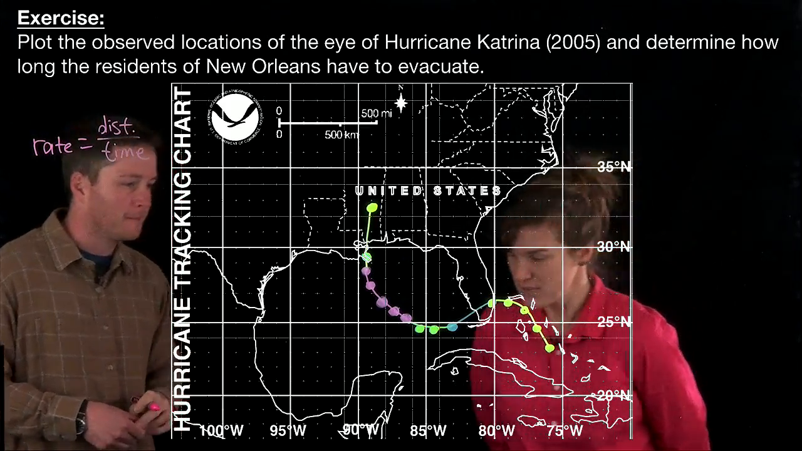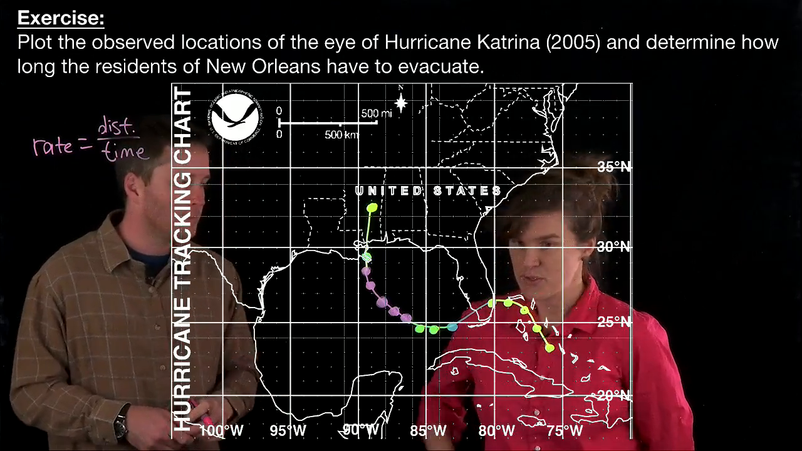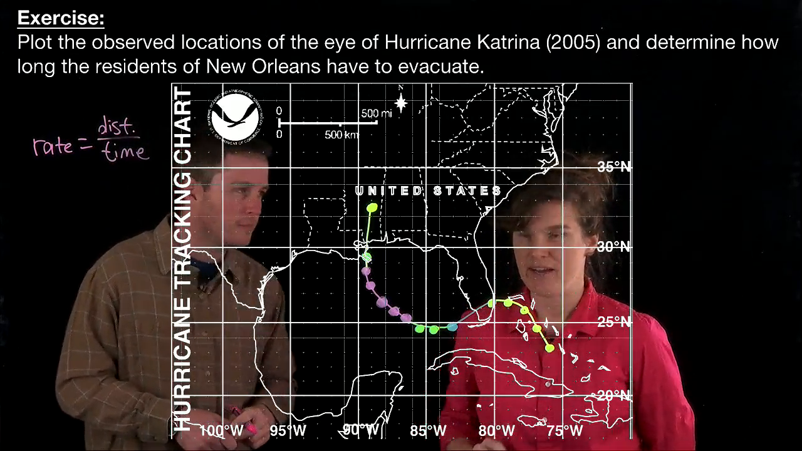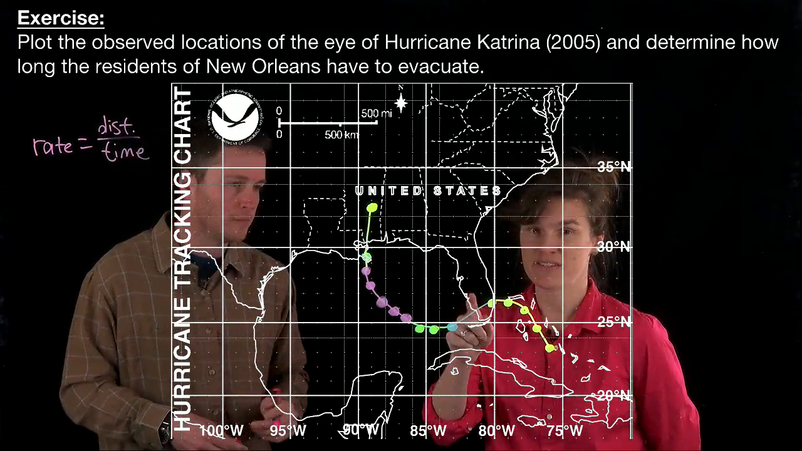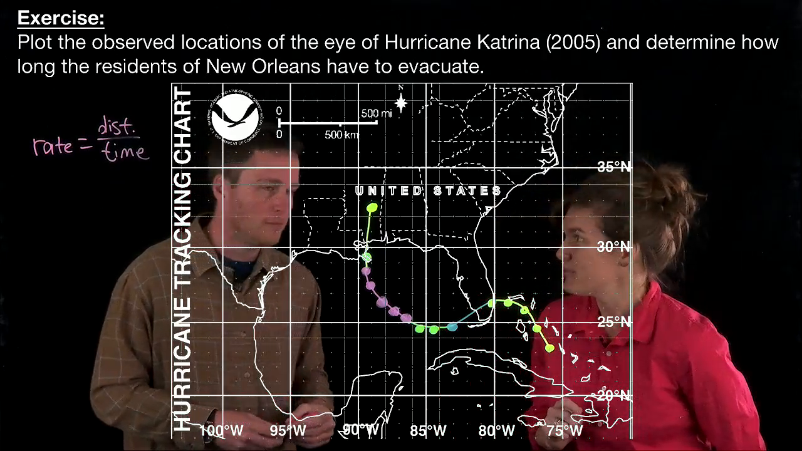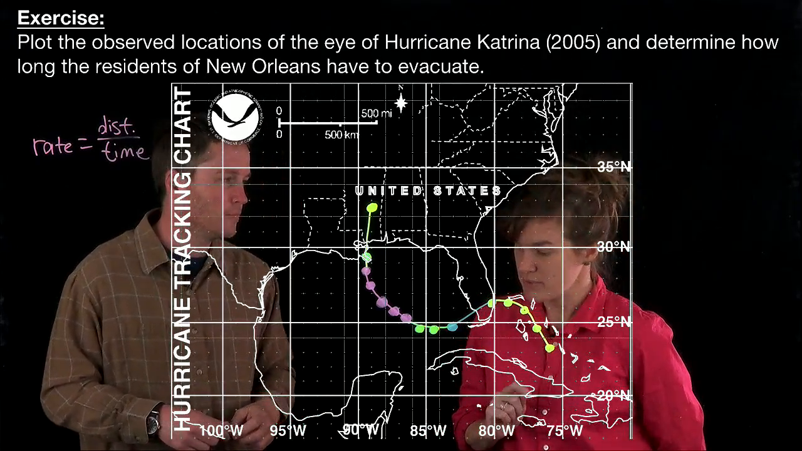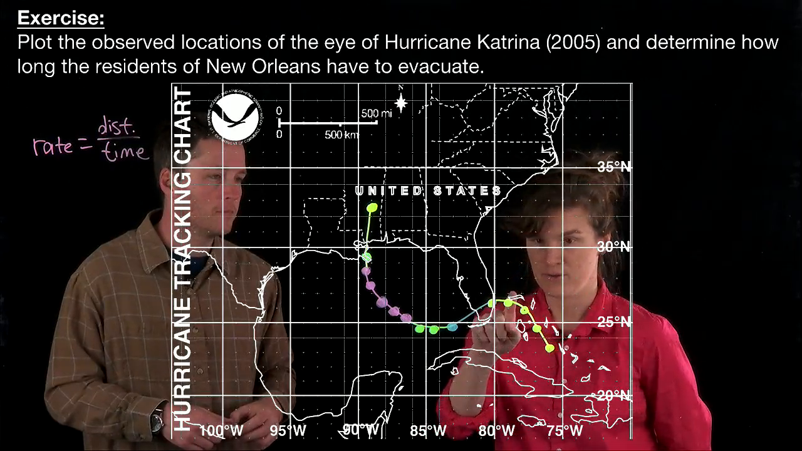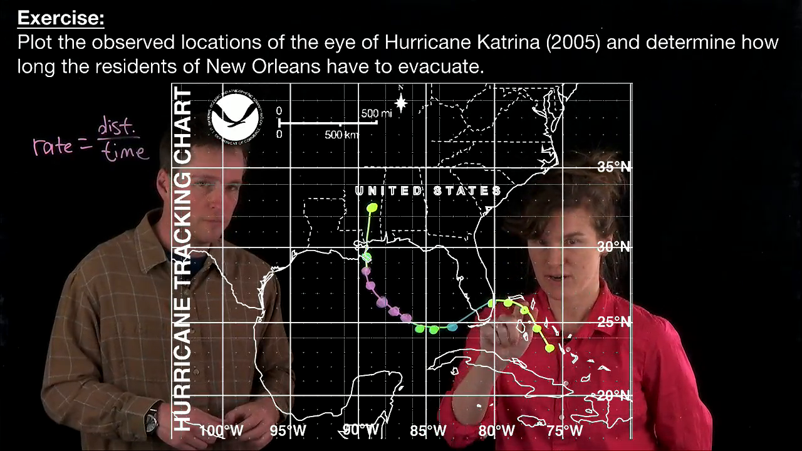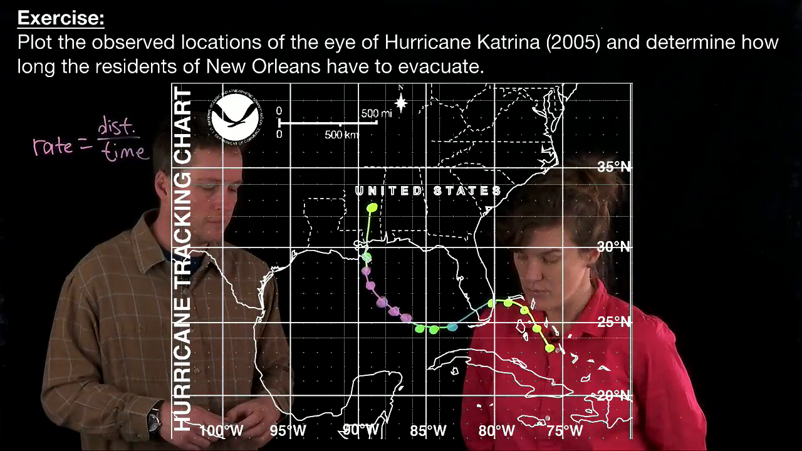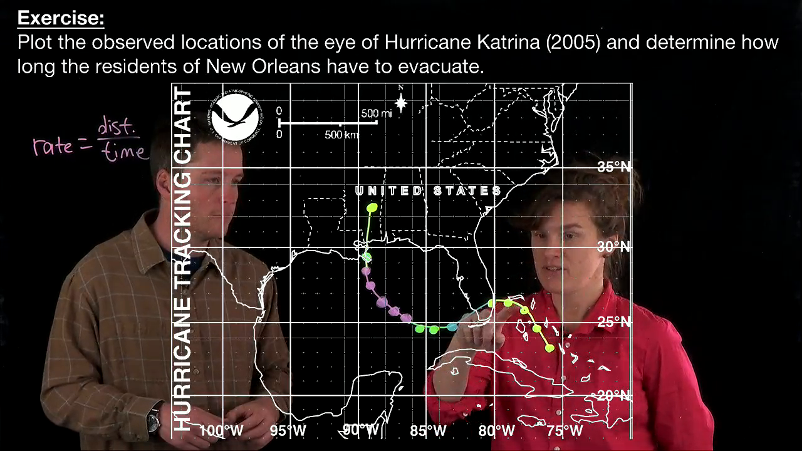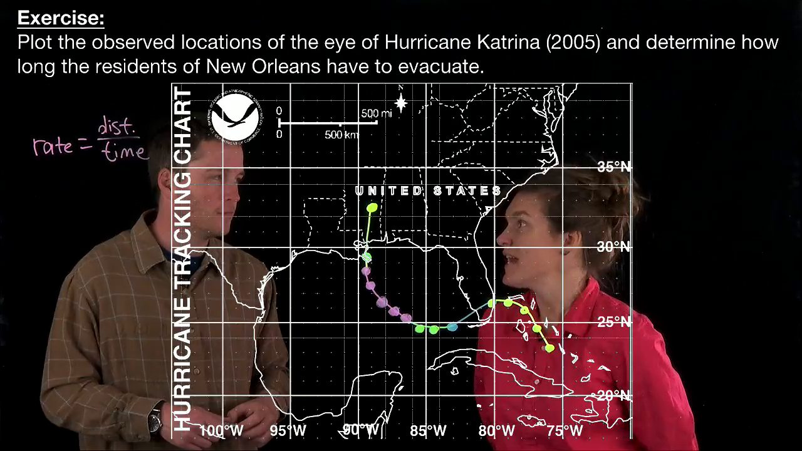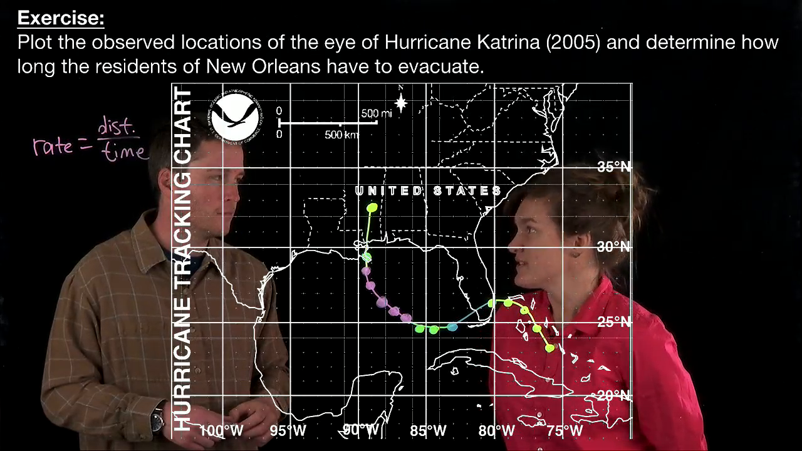Okay, so our first problem is we're going to look at this portion of the path where Hurricane Katrina made its first landfall on the southern tip of Florida. In particular, we're going to look at a point starting on August 25th at noon, which is this point here, off of Fort Lauderdale. We're going to calculate how much time the residents of Miami had to evacuate from the storm.